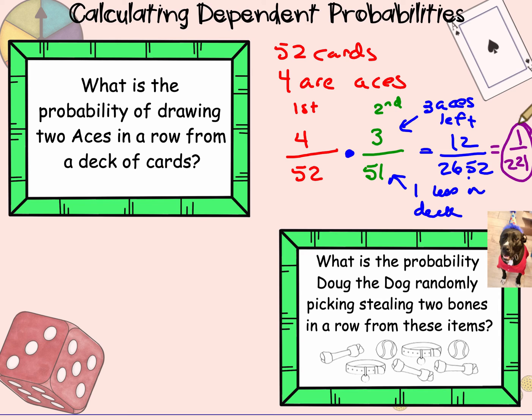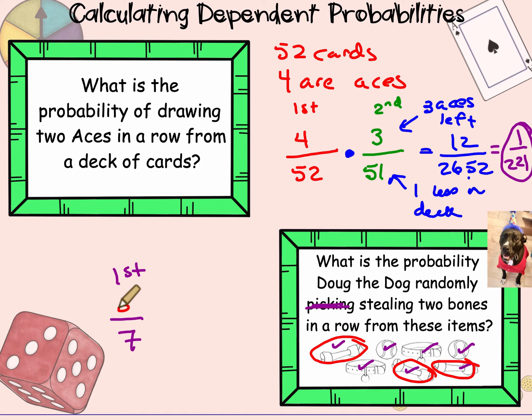Okay, so here we have Doug the dog. We want to know what's the probability that Doug the dog is randomly going to steal 2 bones in a row from these items. So we have to figure out what he has to choose from. So he has 1, 2, 3, 4, 5, 6, 7 items to choose from. So the first pick, he has 7 items to choose from. And how many of them are actually bones? Well, there's 1 bone, 2 bones, 3 bones. So he has 3 bones that he can choose from.